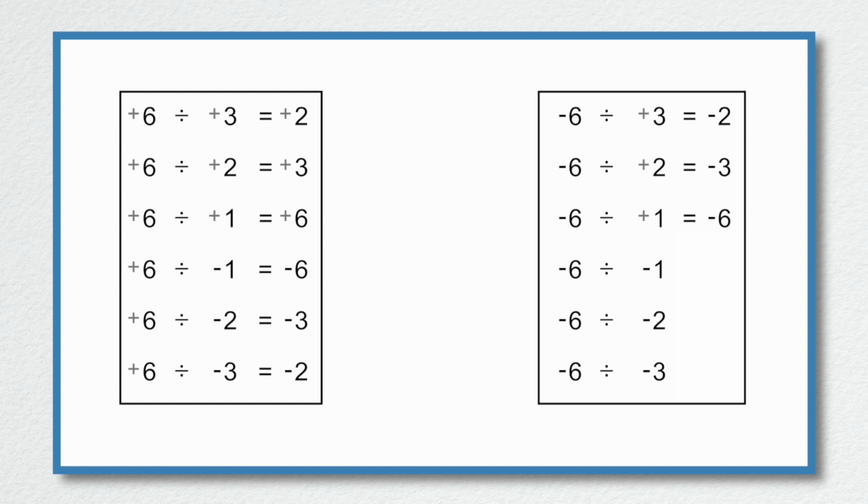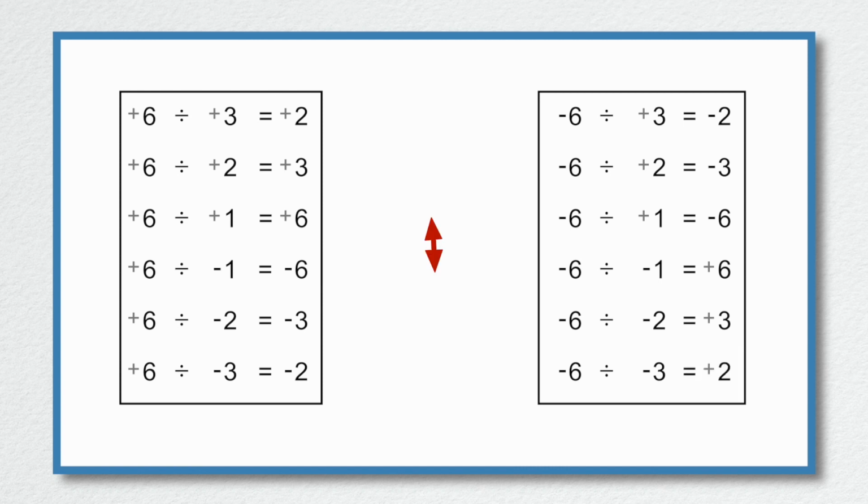And this time, if I do negative 6 divided by negative 1, I get positive 6, or 6. And if I do negative 6 divided by negative 2, I get positive 3. And if I do negative 6 divided by negative 3, I get positive 2, or 2.